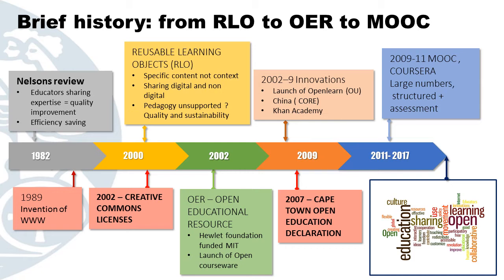But within the UK training systems, in about 1982, an interesting Nelson's review took place about why the UK lagged behind competitor nations in the use of IT within their university education. What they actually concluded was if educators began sharing their expertise, the quality of education would be likely to improve. But more importantly, there would also be efficiency savings. But of course, in 1989 came the invention of the World Wide Web, and that was the biggest open thing that could have happened.